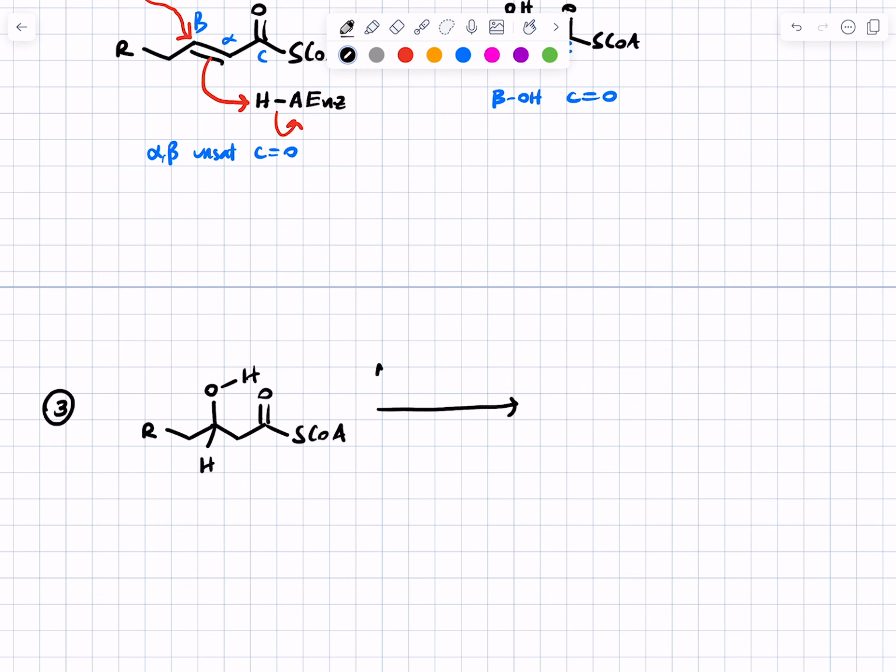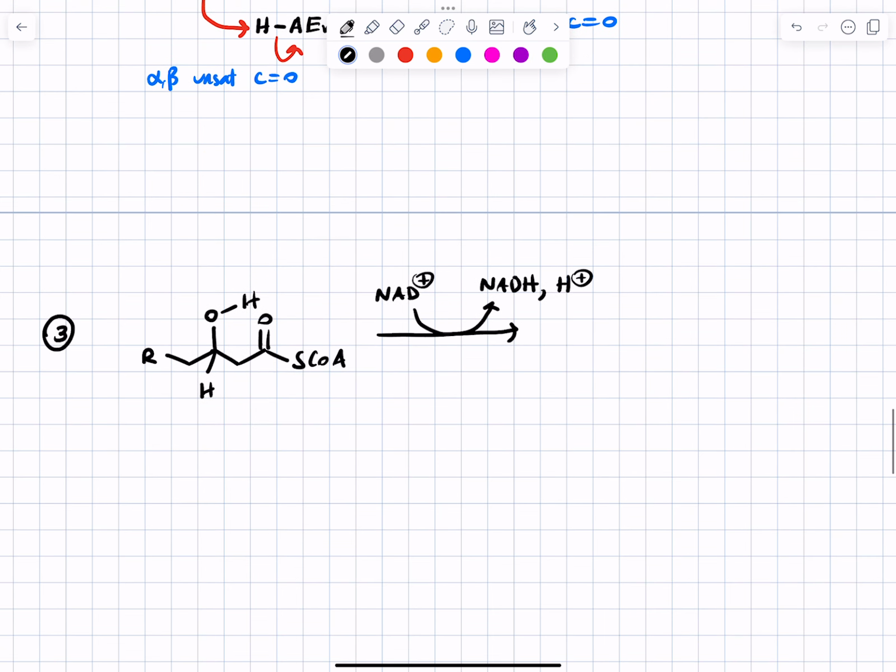And this reaction uses NAD plus as the oxidizing agent. You get reduced NADH out and a proton needs to be removed. That's all this means here with the H plus. We do not mean that a proton's floating off into space, rather it gets removed by some group in the enzyme active site. The product is going to have now a ketone at the beta carbon. So the product will be a beta keto thioester.